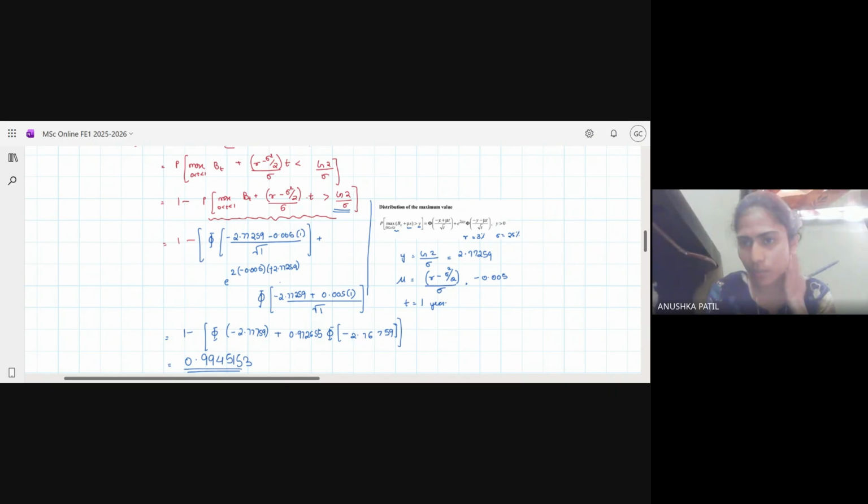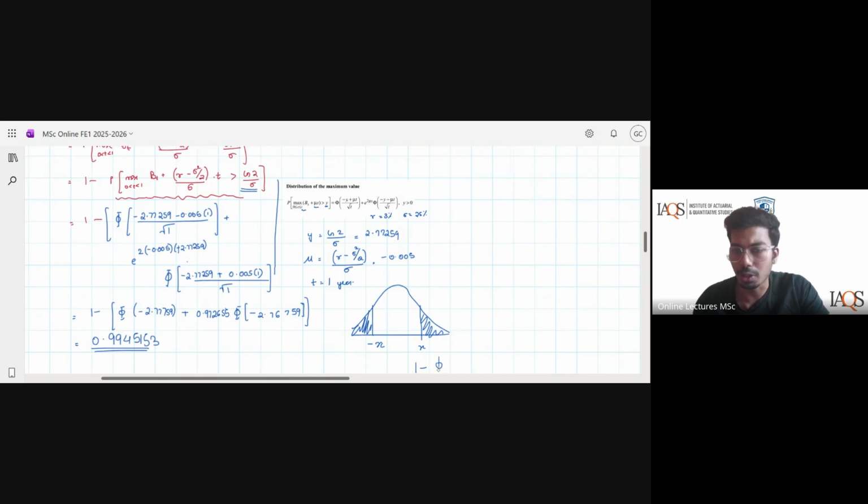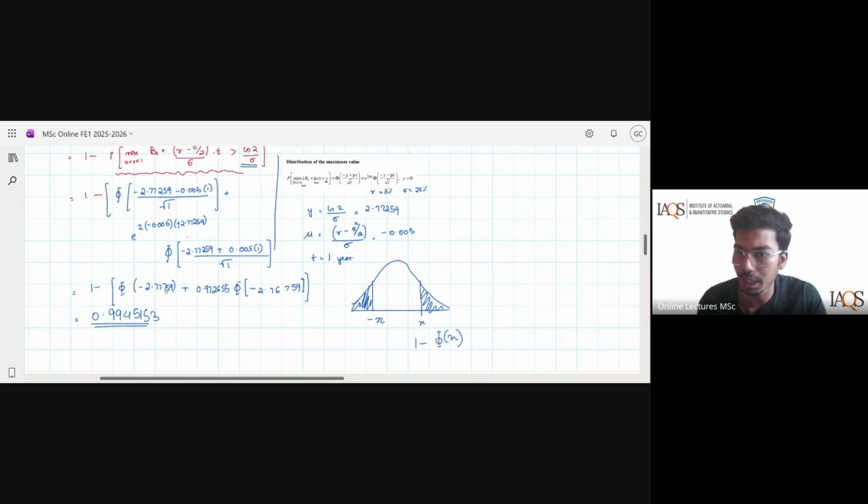Sir, do we need to interpolate for this? Yeah, you know phi of minus x is nothing but this particular value. This is equal to this particular value. This is 1 minus phi of x. So you'll have to calculate phi of 2.77759 by interpolating. Calculate 1 minus phi of this to get this particular answer. Then calculate 1 minus phi of 2.76759 to get this answer. And then substitute it over here.